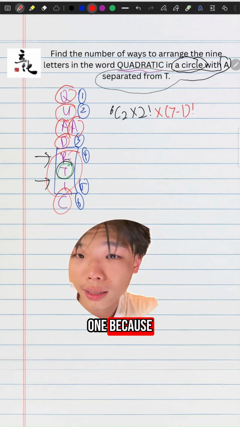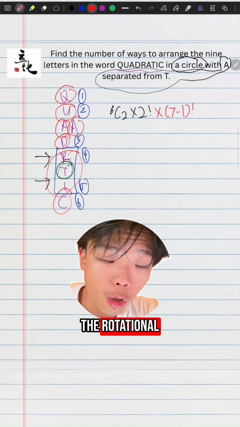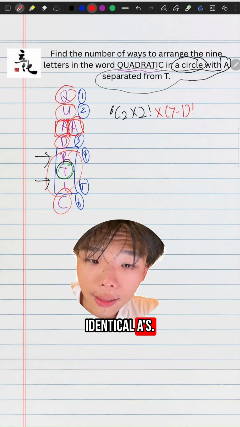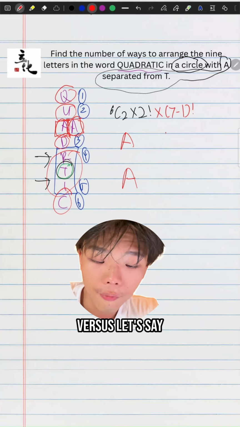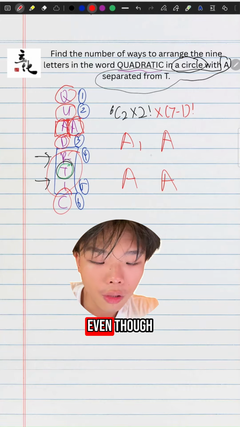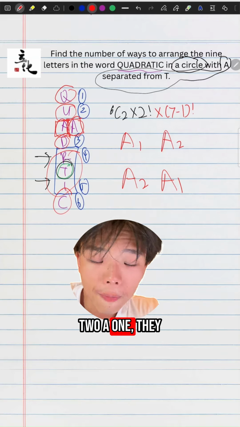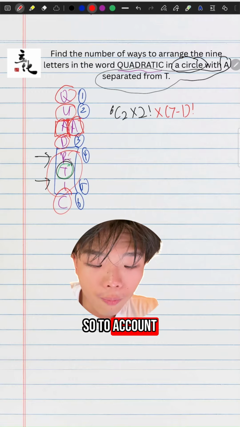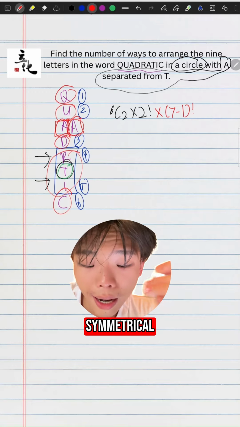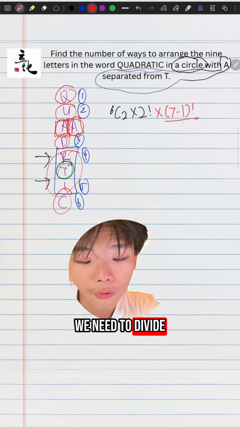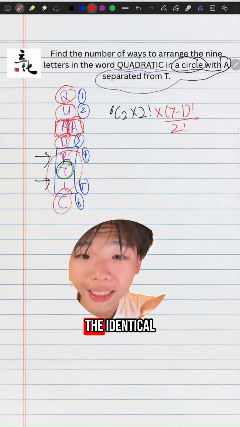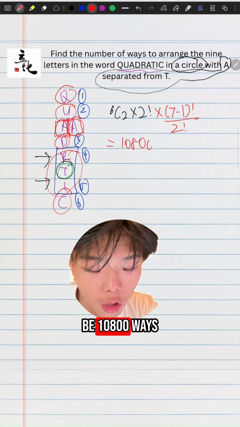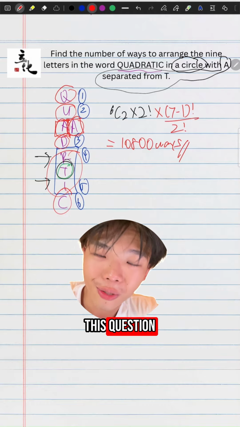We need to minus 1 because in the circle there's this problem called rotational symmetry. However, notice that I have 2 identical A's. So if I put one A here and one A here, versus another A here and another A here, even though this may be A1, A2 and A2, A1, they are exactly the same because we only see A and A. So to account for these symmetrical identical objects, we need to divide by 2 factorial to remove the identical combinations. And therefore, our answer to this will be 10800 ways, which is the final answer to this question.